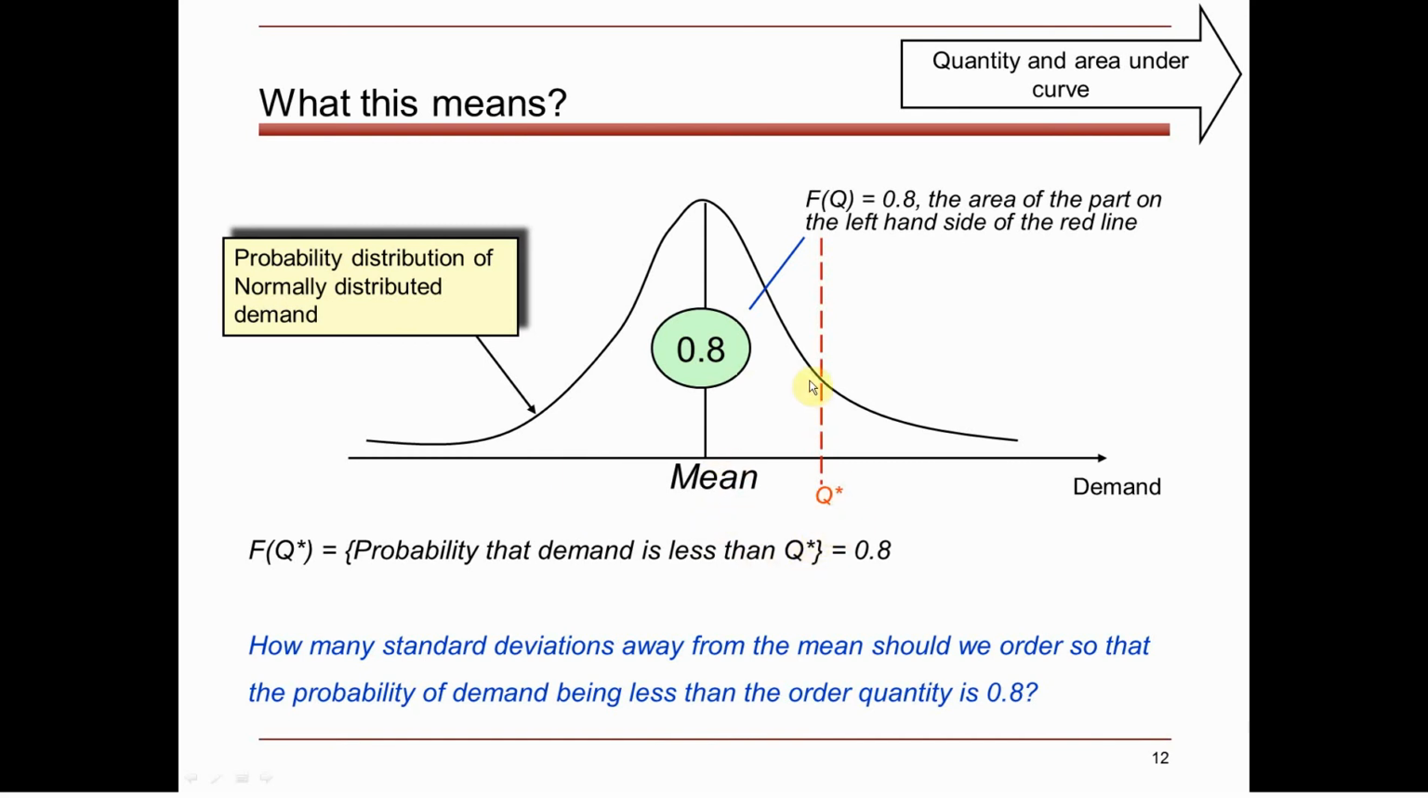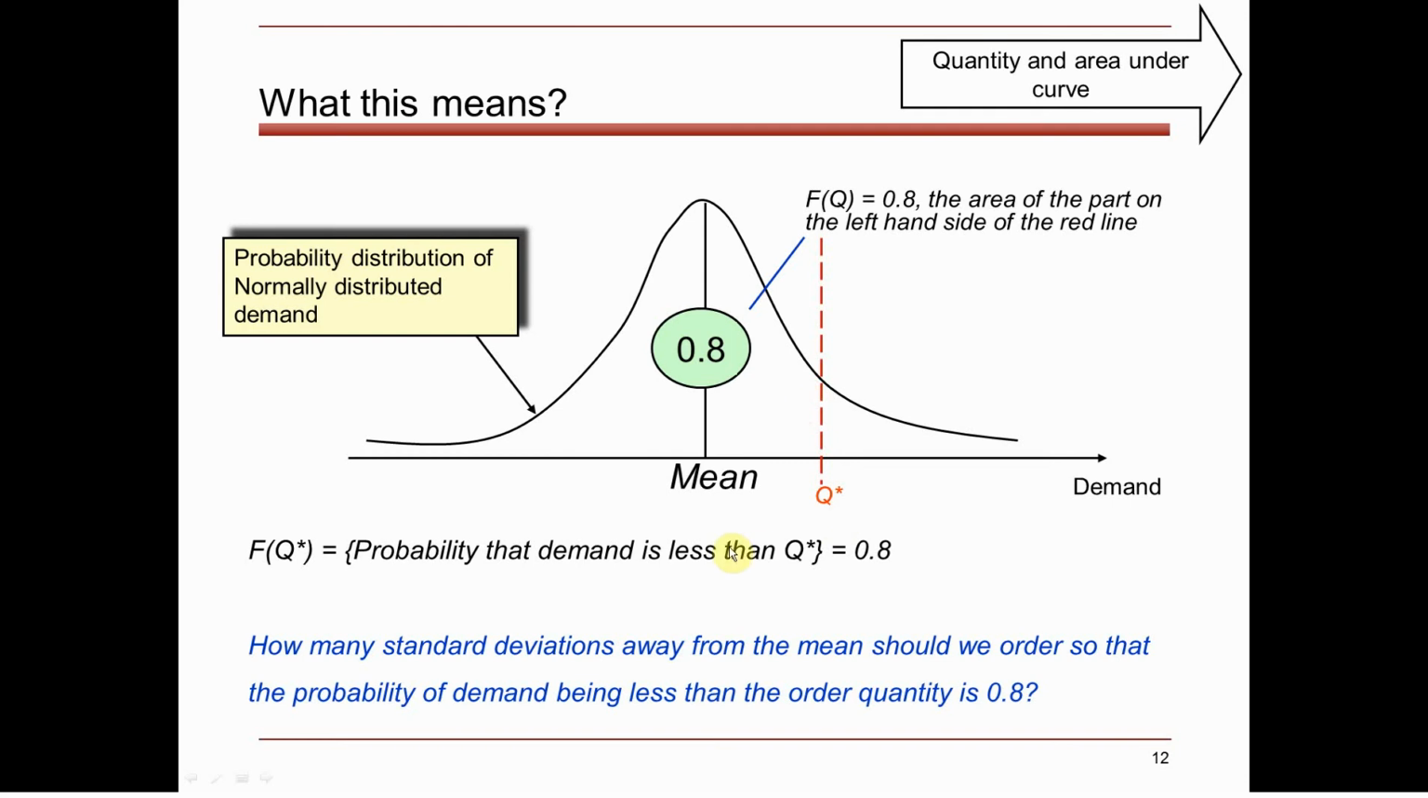This Q star is going to be somewhere past the mean. How do we know it's past the mean? Well, the mean is where the service level will be exactly 50%. So if the service level is supposed to be more than 50%, then the number of newspapers we need to order has to be greater than the mean. Similarly, if it was less than 50%, it would have to be less than the mean. Because remember, the area under this curve has to be 80%, and up to the mean it's only 50%, so past that, it's more than 50%.